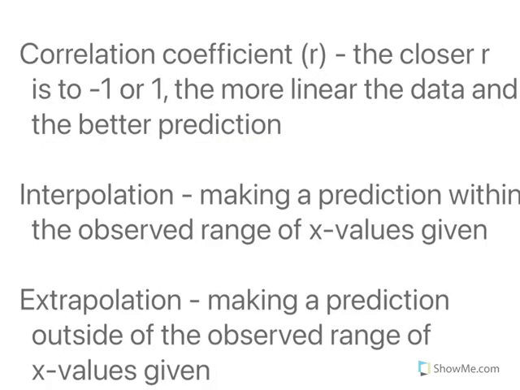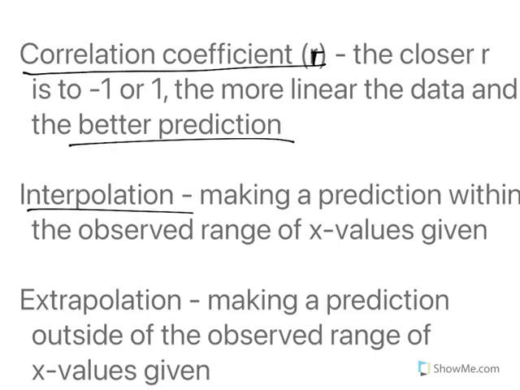Okay, so first we have to talk about some pieces here. Correlation coefficient, known as the variable R. The closer R is to either -1 or +1, the more linear the data. And the more linear the data, the better the prediction.